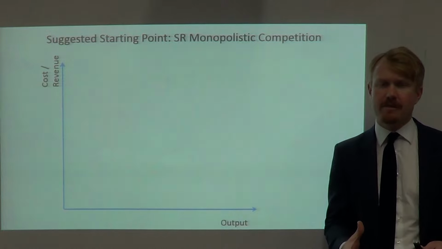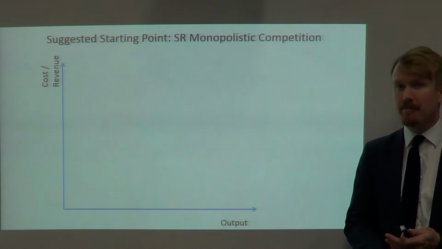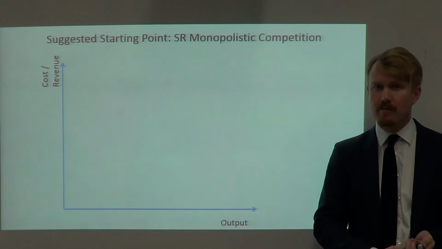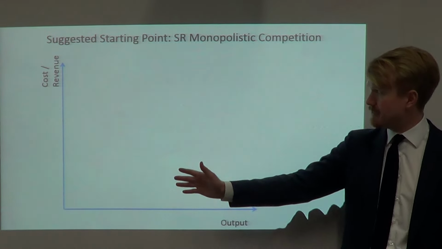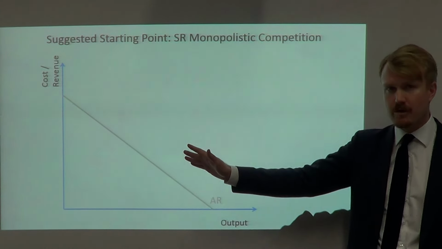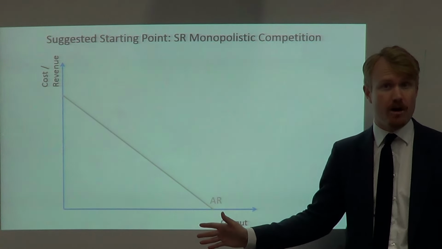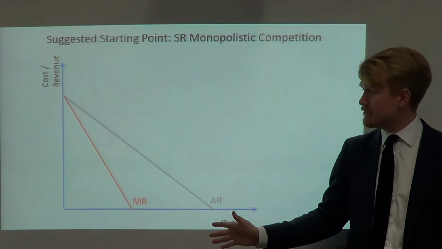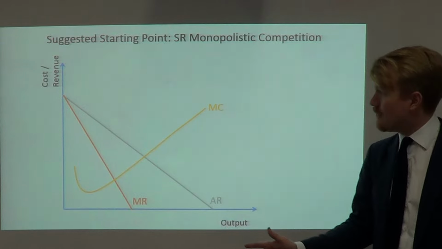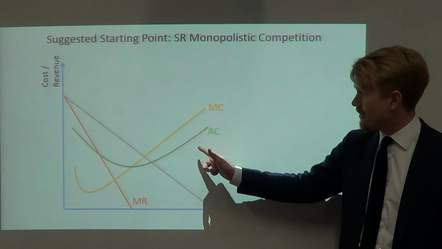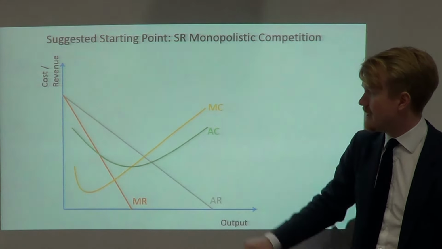So I would suggest you start with a model which has very little competition. You could use short-run monopolistic competition or monopoly, either one of them works, and just run through the model and make it very basic. So you put the cost, revenue and the output, you show your downward sloping average revenue curve because we have differentiated products. We know that one of our rules is the marginal revenue curve is double the slope of the average revenue curve, and we draw then the average cost curve, which we should know our rule is the average cost is at its lowest where it crosses the marginal cost.